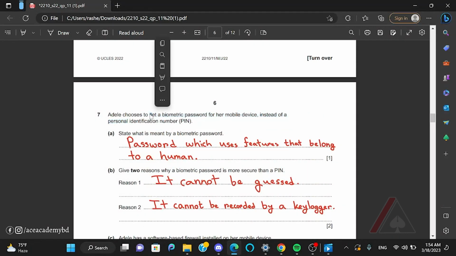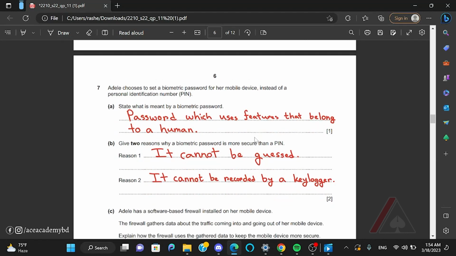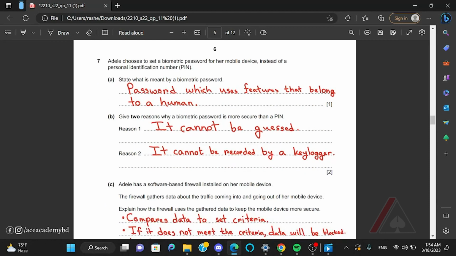So moving on. 7. Adele chooses to set a biometric password for her mobile device instead of a personal identification number, PIN. A. State what is meant by a biometric password. A biometric password is a password which uses features that belong to a human. B. Give 2 reasons why a biometric password is more secure than a PIN.